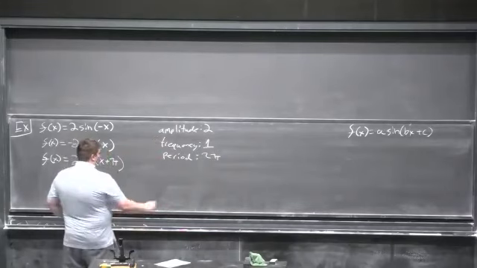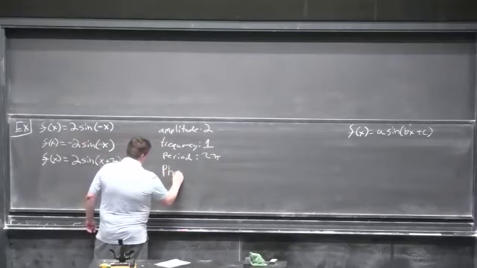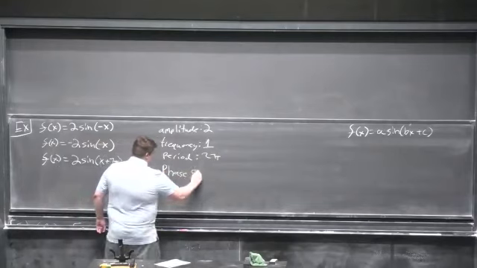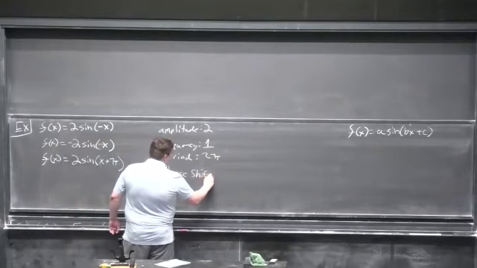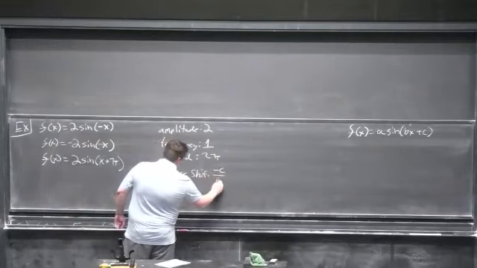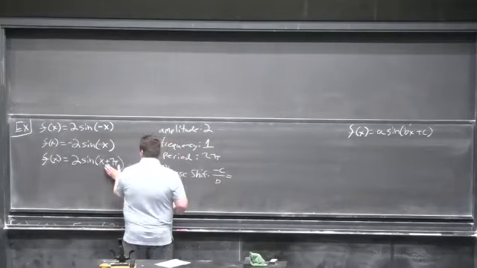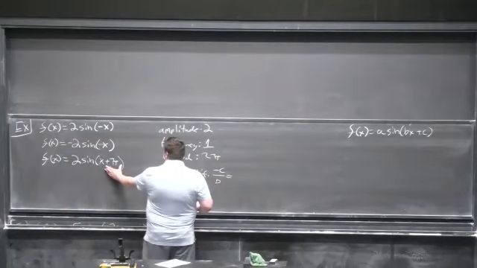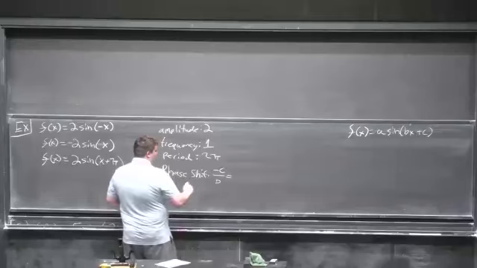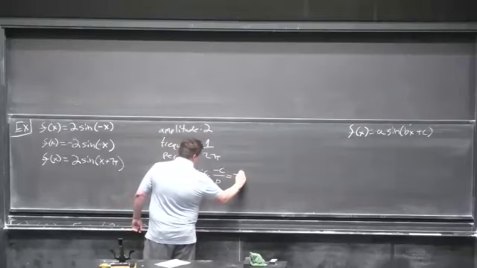And now what is our phase shift? Well, it's negative c over b. So our c is pi, so we want negative pi divided by b, which is 1. So that's just negative pi.